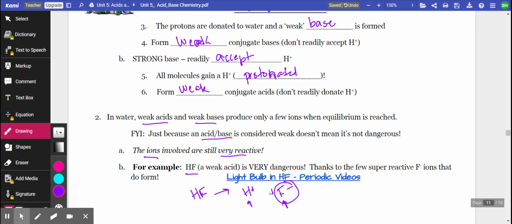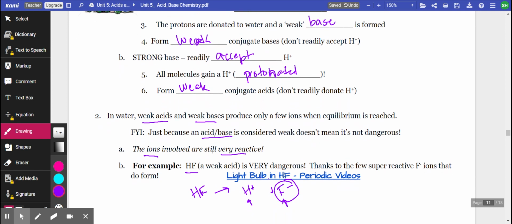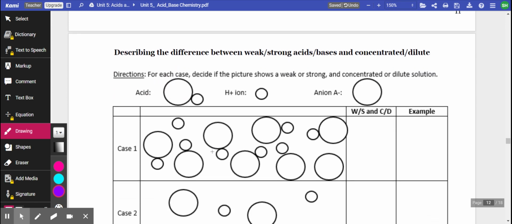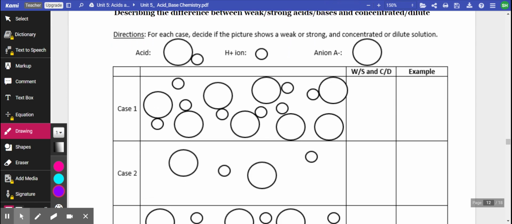After you've watched that video, go ahead on to the next page and you're going to do some modeling on the difference between strong and weak acids. Over here it says W or S, so that's weak or strong. And then also we're going to look at concentrated versus diluted. Concentrated means that you have many molecules per volume. Diluted means that you have fewer molecules per volume. And then you can write a little example like 1 molar versus 0.1 molar and give examples of weak and strong acids. Okay.